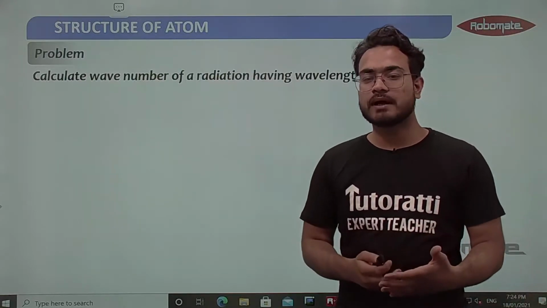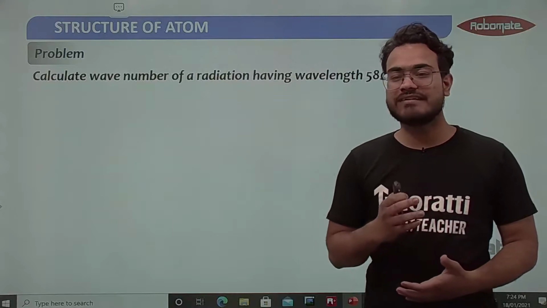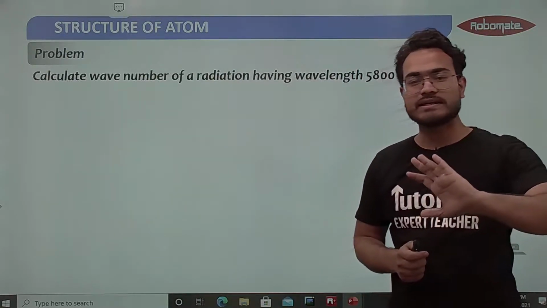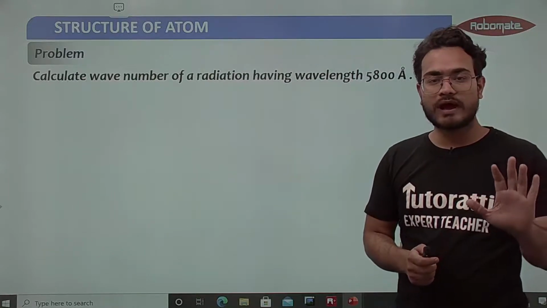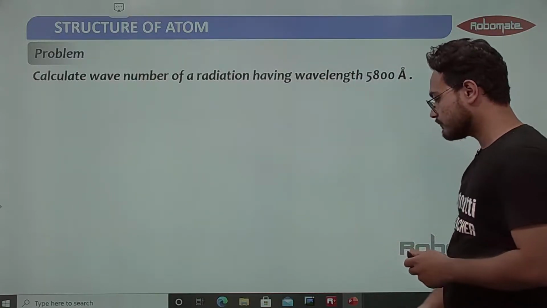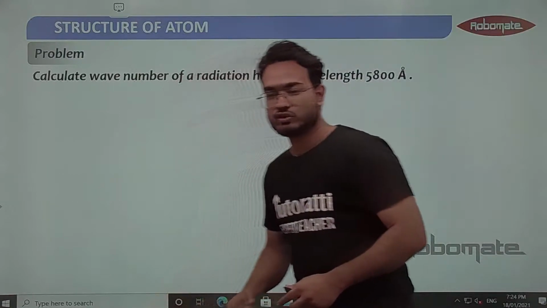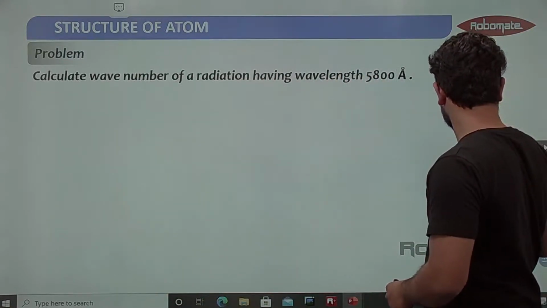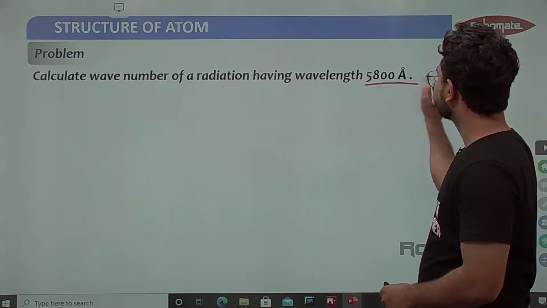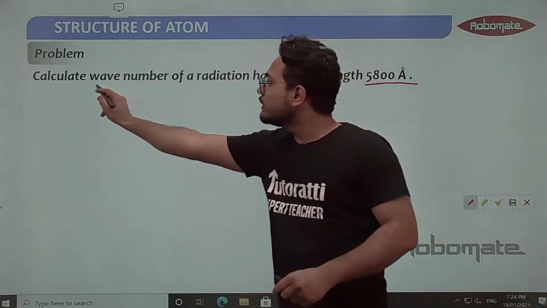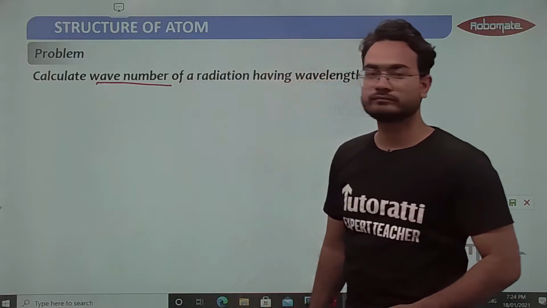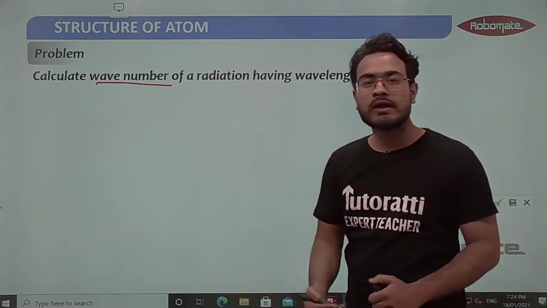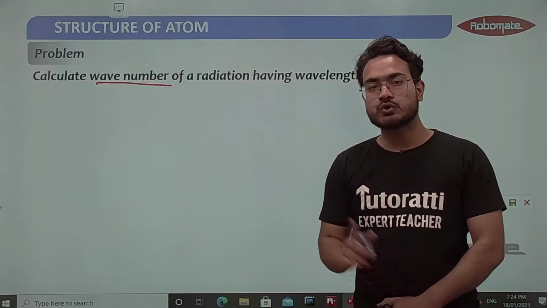Calculate the wave number of a radiation having wavelength 5800 angstrom. It is quite an easy question. You have been given the wavelength and you have to calculate the wave number. Wavelength, wave number. I have just told you an example. I have just told you the formula.